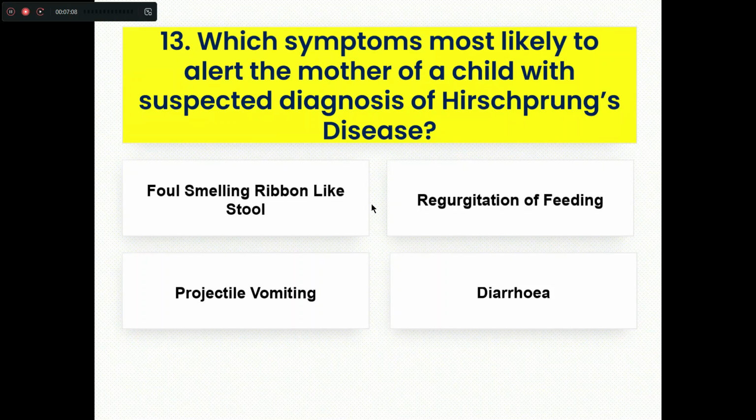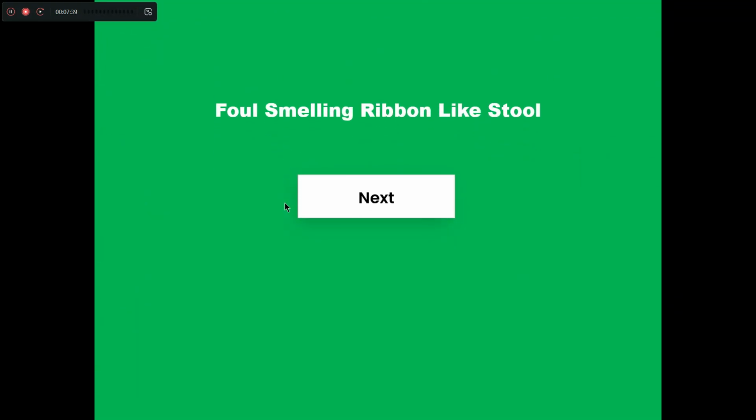Which symptom is most likely to alert the mother of a child with a suspected diagnosis of Hirschsprung disease? Option A, foul smelling ribbon-like stool. Option B, regurgitation of feeding. Option C, projectile vomiting. Option D, diarrhea. The child with Hirschsprung disease shows the warning sign of option A, foul smelling ribbon-like stool.